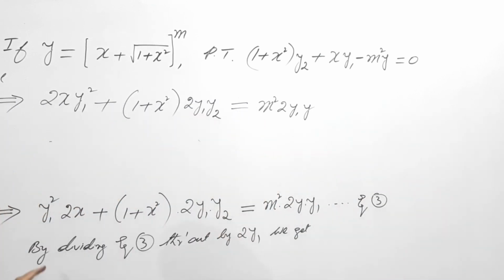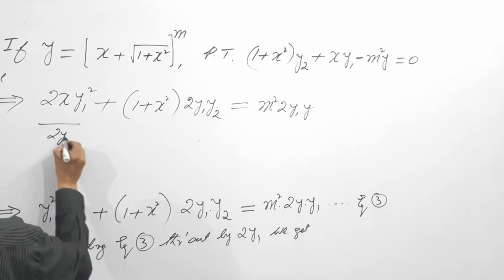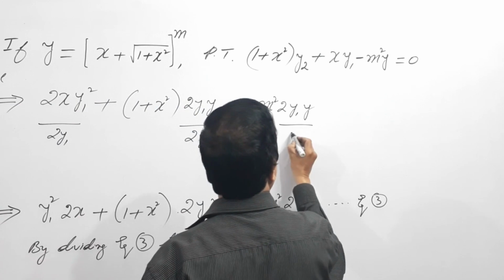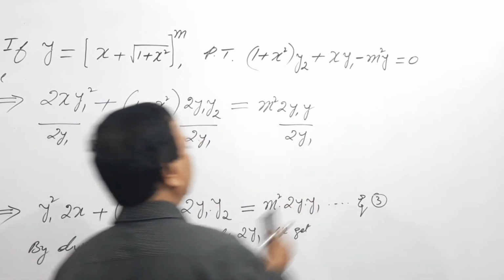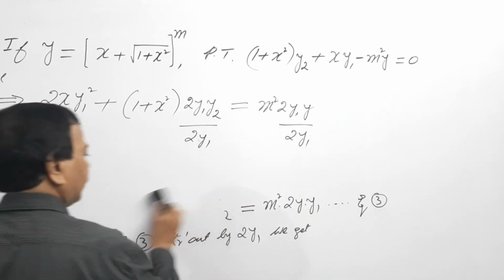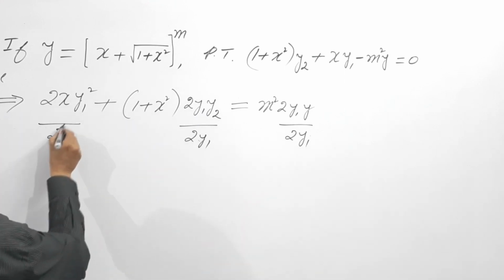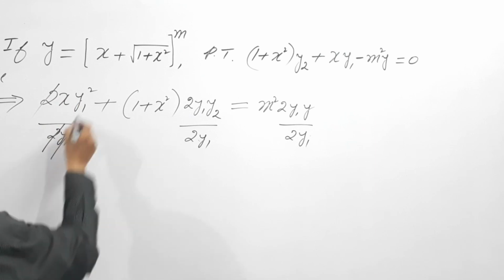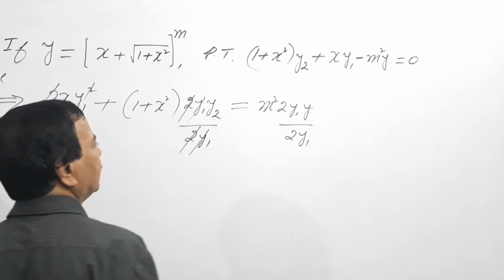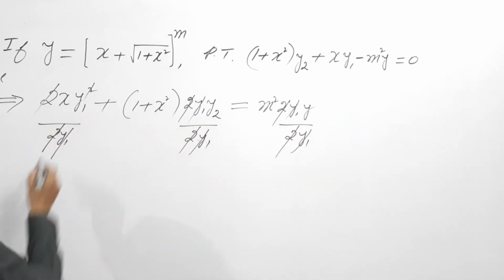So what do I want? I am dividing throughout by 2y1. So I will divide throughout by 2y1. Here also 2y1. Here also 2y1. I write this properly, you may think it's comma 2y1. What happens? This 2 cancels. Here y1 and y1 cancel. Here again 2y1 cancels. Here 2y1 cancels.